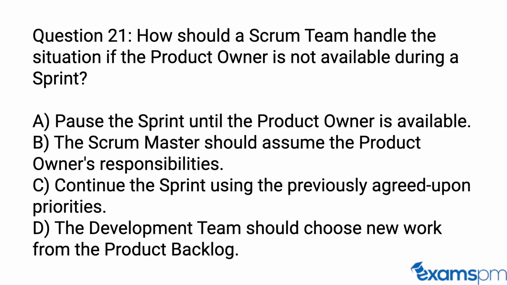Question 21. How should a Scrum team handle the situation if the product owner is not available during a sprint? A. Pause the sprint until the product owner is available. B. The Scrum Master should assume the product owner's responsibilities. C. Continue the sprint using the previously agreed upon priorities. D. The development team should choose new work from the product backlog.